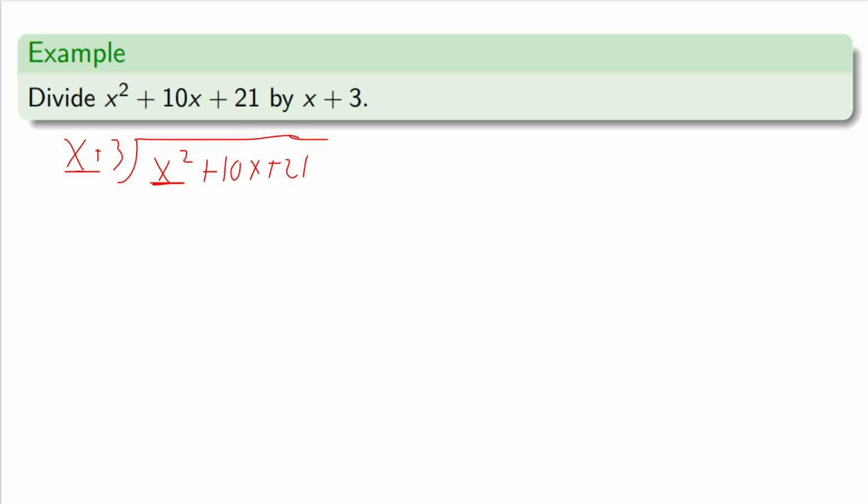So I'm going to look at my x plus 3, and I'm going to say my leading term is x. And I'm going to look at x squared plus 10x plus 21 and say my leading term there is x squared. And then I ask, what is x squared divided by x? Well, that, of course, is x, and so I put an x above where the 10x is, because that's where it belongs.